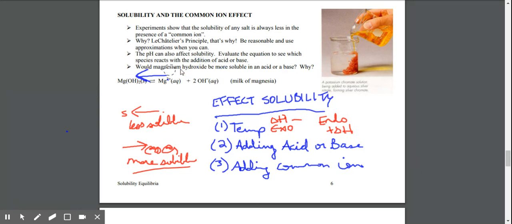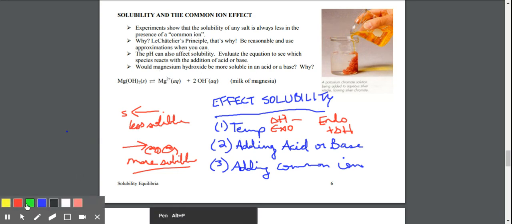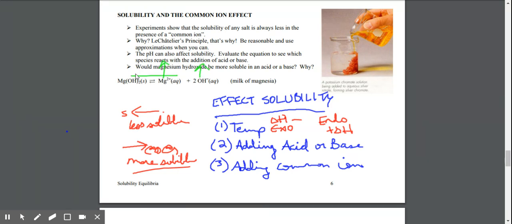When I'm adding a common ion, I can add more OH minuses, or I could add more Mg2 pluses. If I add either one of these, that's going to cause my reaction to shift to my reactant side, therefore making it less soluble. So adding a common ion, you can work with that conceptually using Le Chatelier's principle to figure out which way your reaction is going to shift, and therefore decide whether or not the reaction is going to be less soluble.